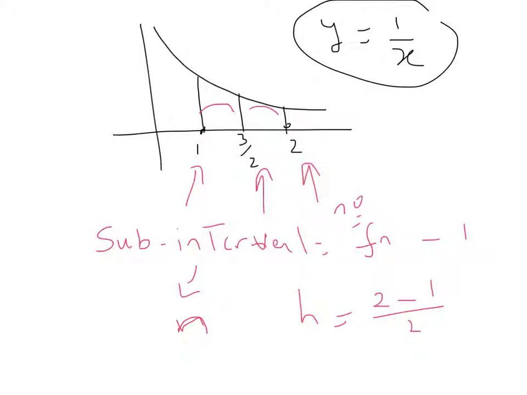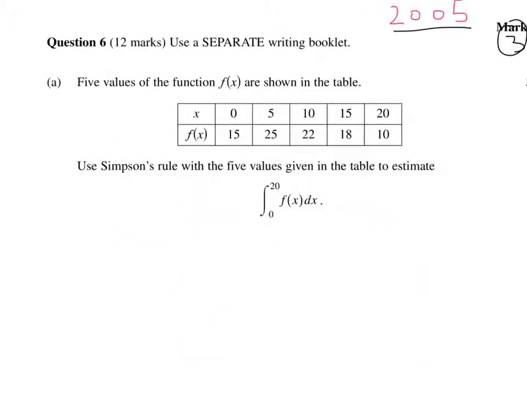So then you will be able to substitute in the formula easily. Now we go back to what's odd, what's even. This is a typical example from 2005, and it's worth 3 marks. It shouldn't take a couple of minutes to do. The table is given to you, so let's label what's given to us. You have 5 values of the function, so first thing you will know is that n is equal to 4. That means we have 4 subintervals.